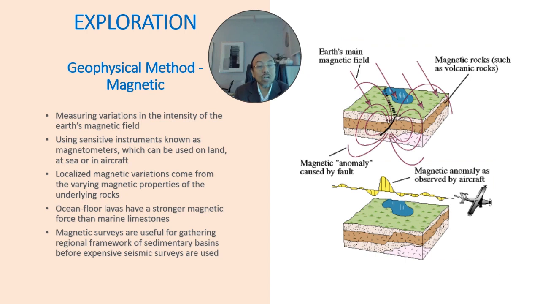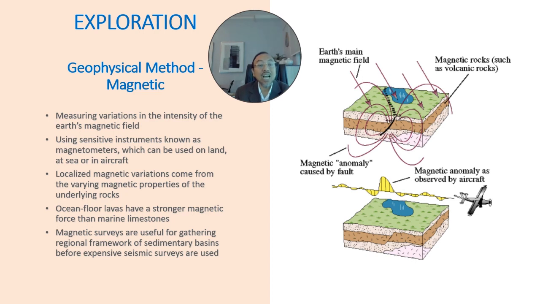The next geophysical method is magnetic. It measures variations of the intensity of the Earth's magnetic field using sensitive instruments known as magnetometers, which can be used on land, at sea, or in aircraft. Localized magnetic variations come from the varying magnetic properties of the underlying rocks. Ocean floor lavas have a stronger magnetic force than marine limestones.